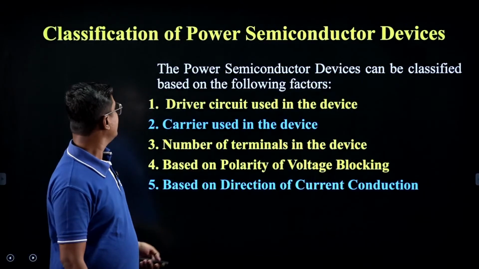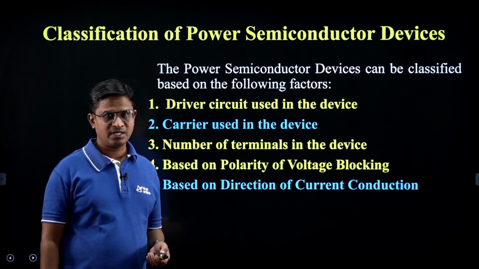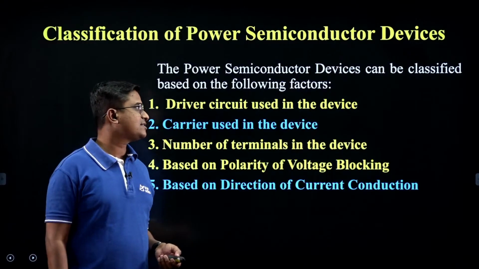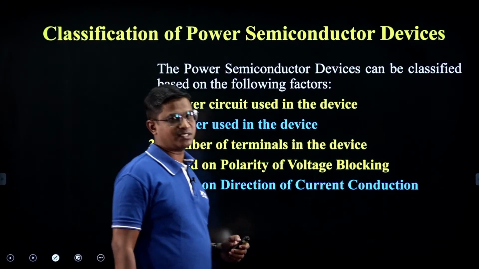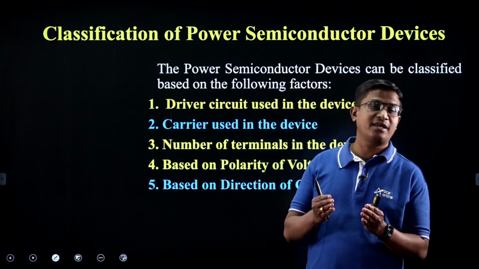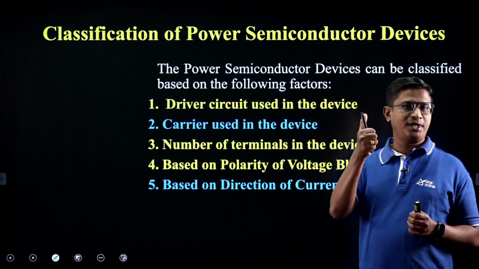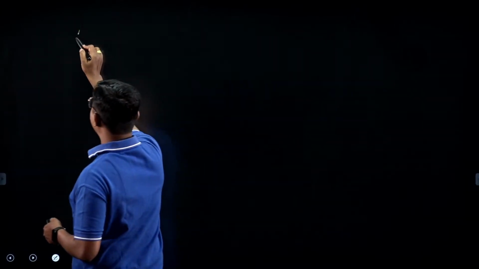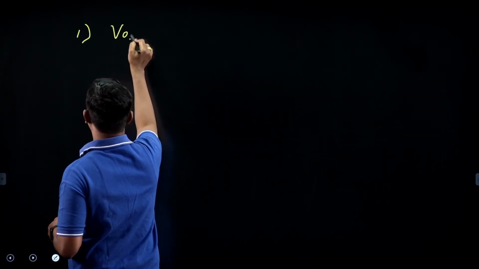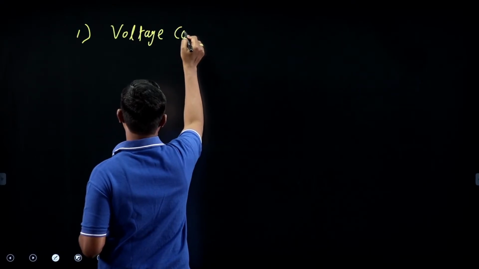Next, now we are going to revise the concepts from the chapter power semiconductor devices. Okay, right? So classification of power semiconductor devices. Power semiconductor devices are classified based on the driver circuit used in the device. So based on the driver circuit, there are 2 types of devices: voltage controlled devices and current controlled devices.